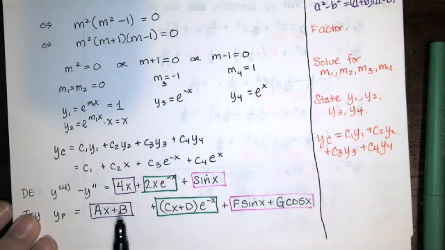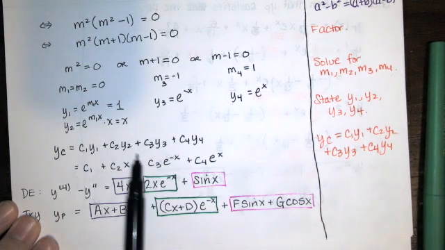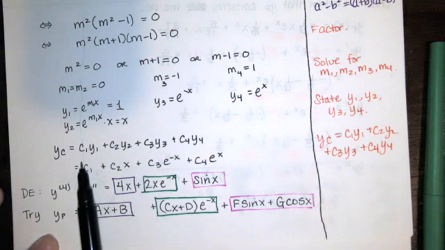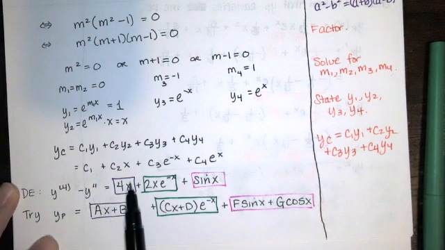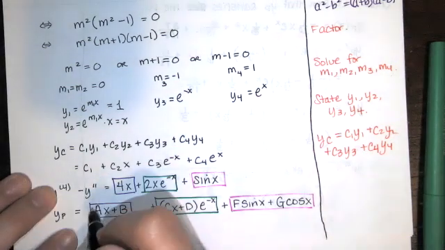I ask myself, will ax plus b work? No. If I plug in ax plus b here, ax plus b is actually already part of y sub c. A constant plus a constant times x actually solves the homogeneous differential equation. So if I plug this in here, I'm not going to get a 4x, I'm going to get a 0. So I need to multiply this by an x.